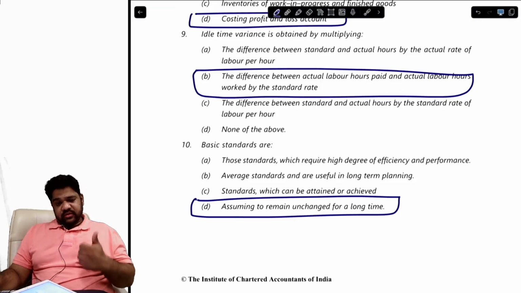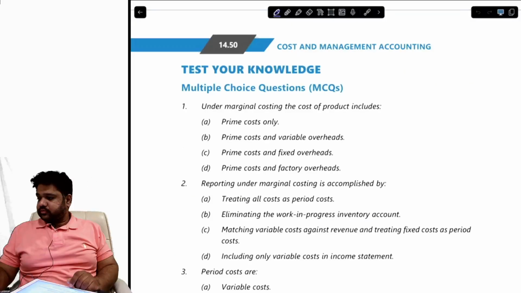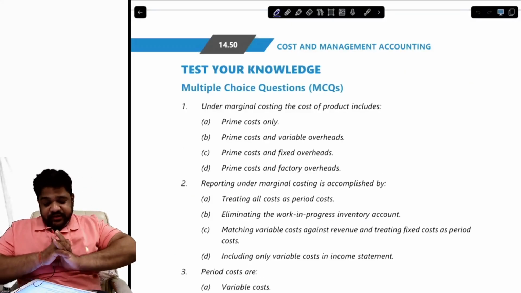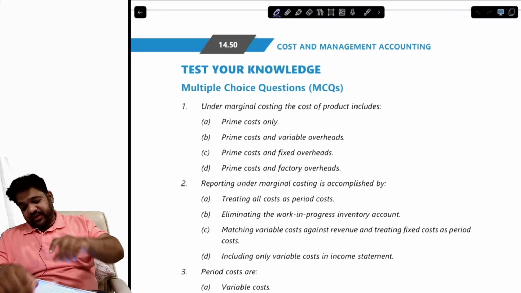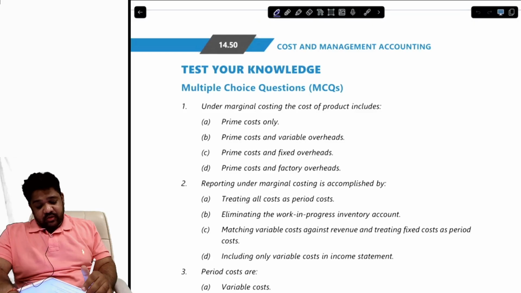Good, yeah. 4.5 minutes, not bad at all. Let's keep going. We have, I think, a few more chapters left. Yeah. Next chapter is marginal costing, my personal favorite. Let's have a look at the questions. What does it say?